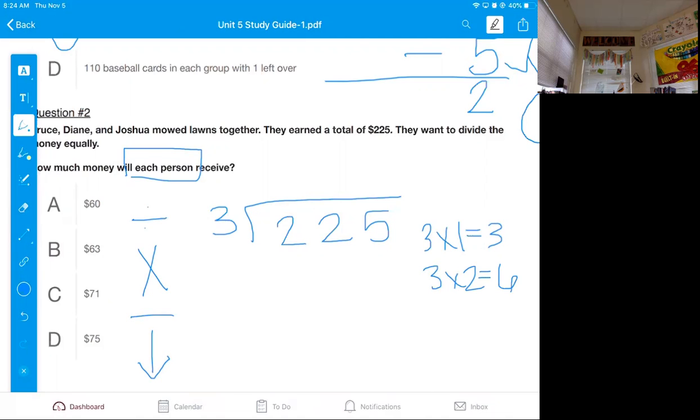So I start with 3 and 2. Is 2 smaller than 3? Yes. So when that happens, I'm going to look at the first 2 numbers. So I'm going to divide 3 into 22.